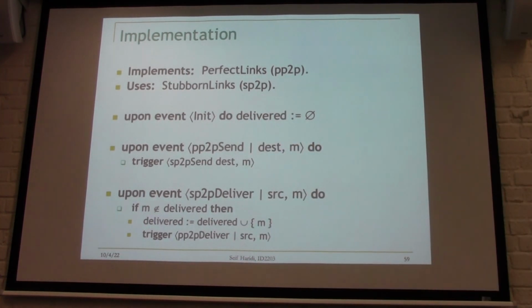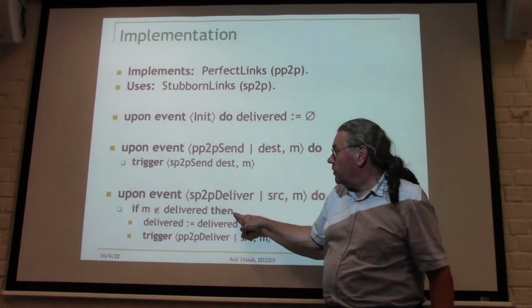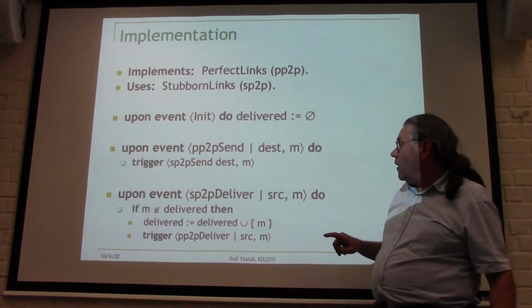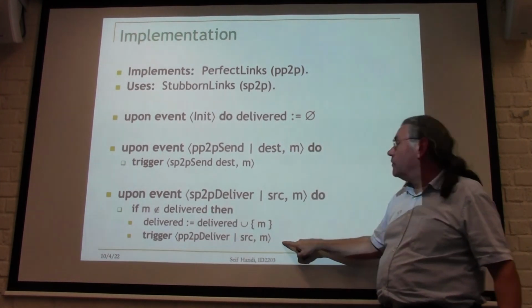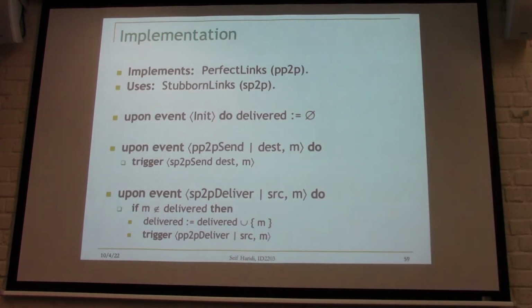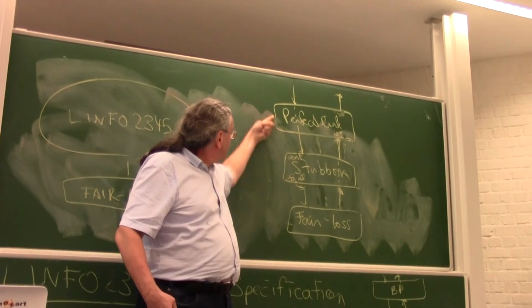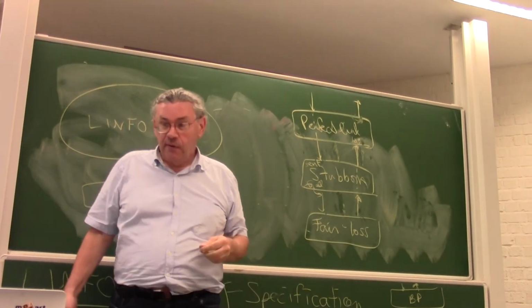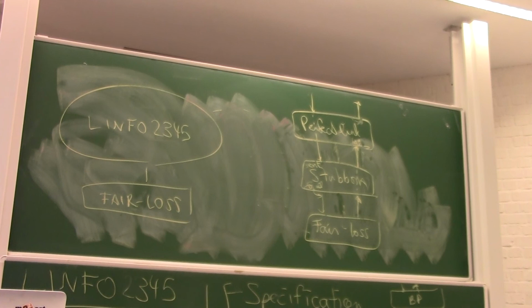Okay, the send is just going downward. So if I do a send here, it's just going to forward the message down to the stubborn link. And the deliver is going to check whether the message has already been delivered. If it hasn't already been delivered, then I add it to the delivered set and I deliver it. But if it arrives a second time, then I won't deliver it. So that means if the message comes many times up here, it's only the first time that it's going to be delivered. So together, these two give perfect links. Okay? And you can prove it.